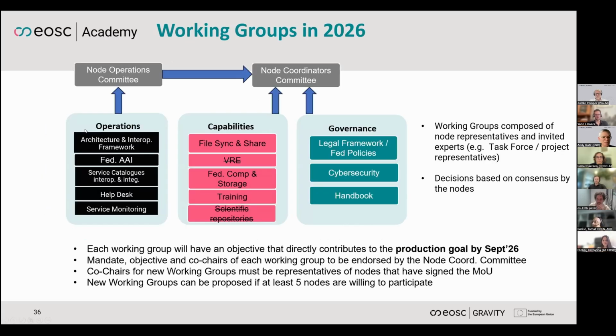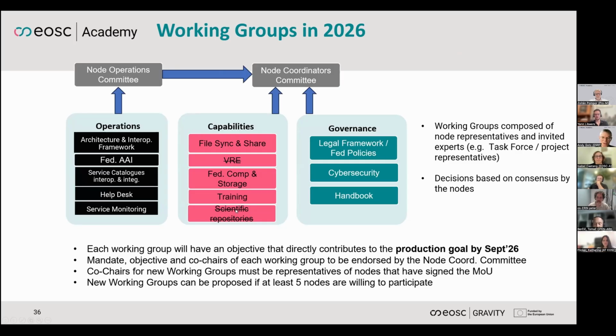And then you can also provide people who'll be working on the different working groups. The only 2 committees where you have to provide someone are the Node Operations Committee and the Coordinators Committee. The other working groups are on a voluntary basis. Of course, it's very useful to be there, especially for the mandatory capabilities like the federated AAI, but there's no obligation to be there always.